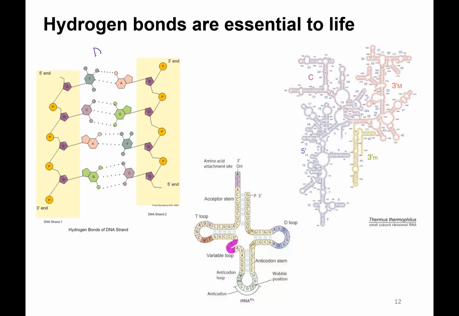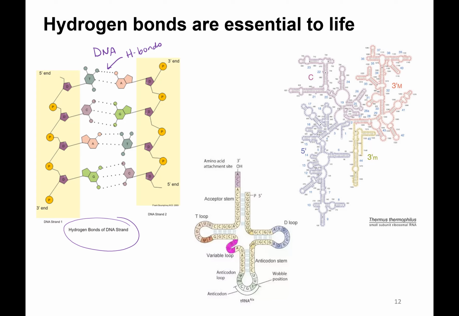So this is DNA, and all these little dots in here are hydrogen bonds. This is how we hold together the two strands of DNA between the nucleotides. Lots and lots of hydrogen bonds. They're weak enough that they can be broken for DNA replication and transcription, but they're strong enough to keep the double helix as a stable structure.